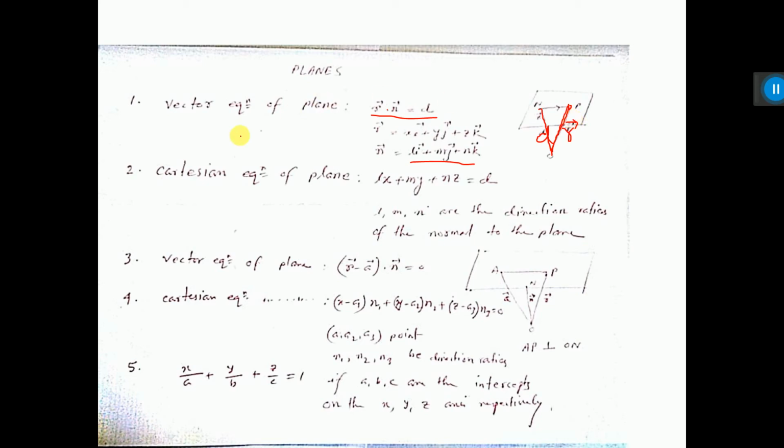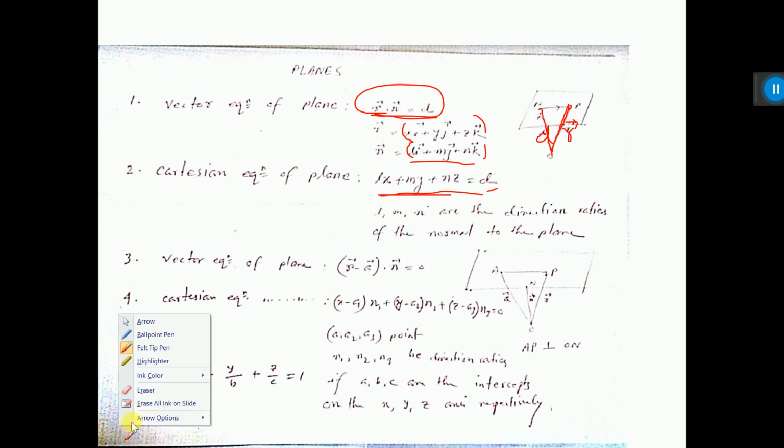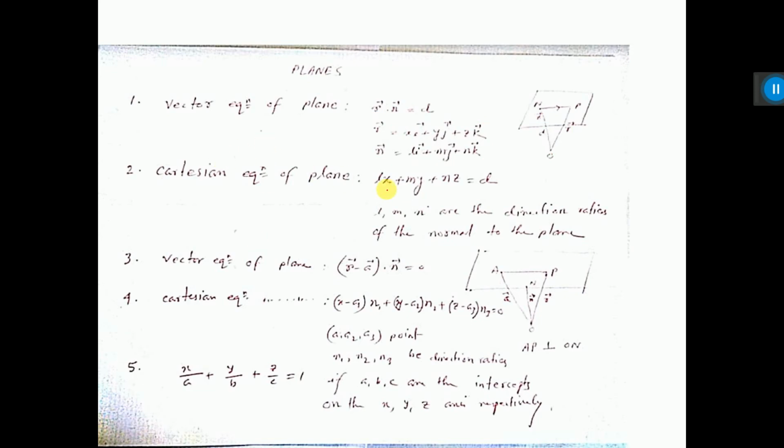Now its Cartesian equation is Lx plus My plus Nz equal to d. Actually it comes from here only. If you take the dot product, then i into i is 1, so it is xl plus My plus Nz equal to d. This is the Cartesian equation of the plane, and the vector equation is r dot n equal to d. So I think the vector equation of plane and Cartesian equation of plane you have understood.